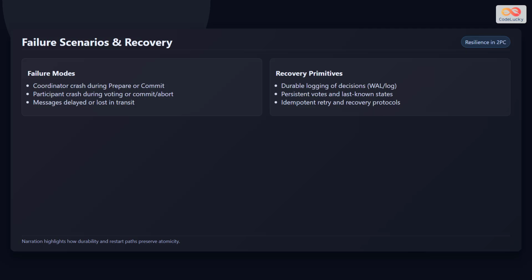In the commit phase, the coordinator makes the final decision. If all participants voted yes during the prepare phase, the coordinator sends a commit message to all participants. Each participant permanently applies the transaction, releases the locks, and confirms the commit. If even one participant voted no, the coordinator sends an abort message instead. All participants roll back their changes as if the transaction never happened. This two-step process ensures that either all databases commit together or all reject together. No inconsistencies, no partial updates.